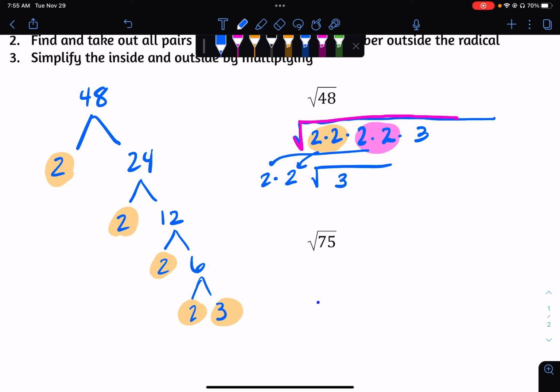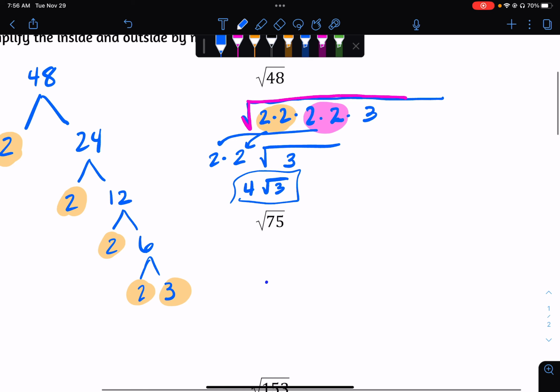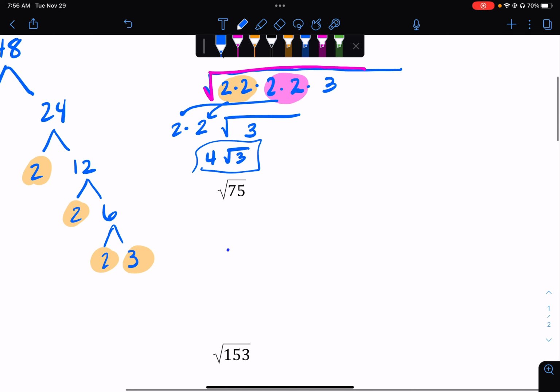Now that I have this right here, we can multiply these. So this is going to be 2 times 2, which is 4, times the square root of 3. And that is simplified just like that. I know it's kind of a long process, but that's how we do that. So let's do this next example right here, the square root of 75. Then I'll let you guys do the next one.